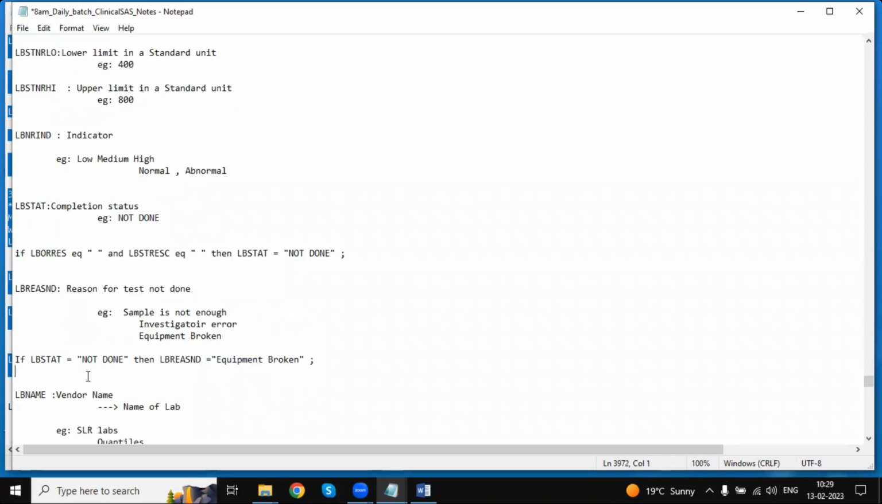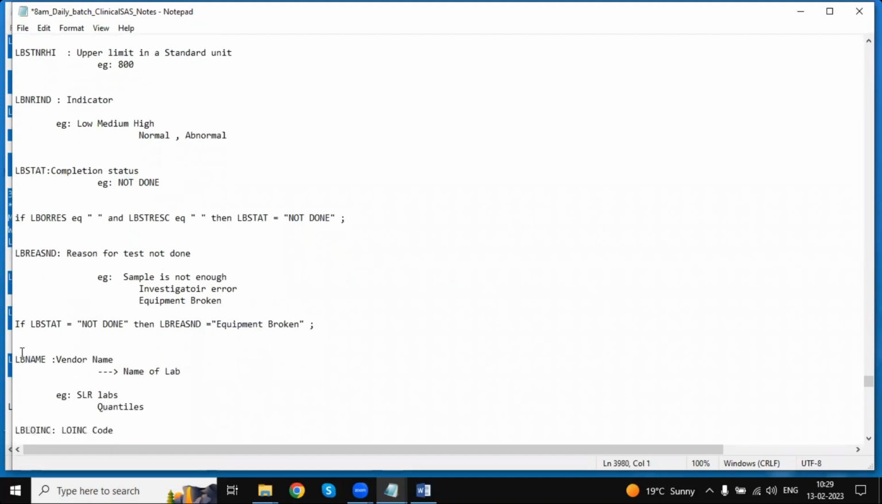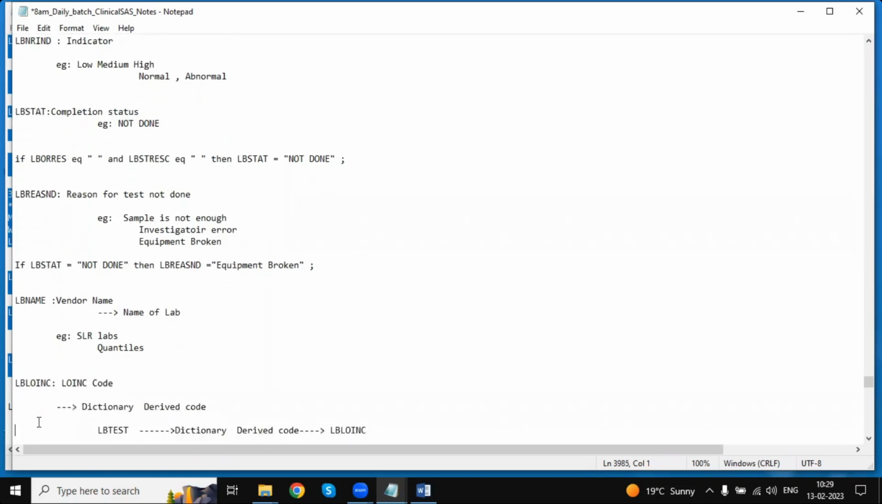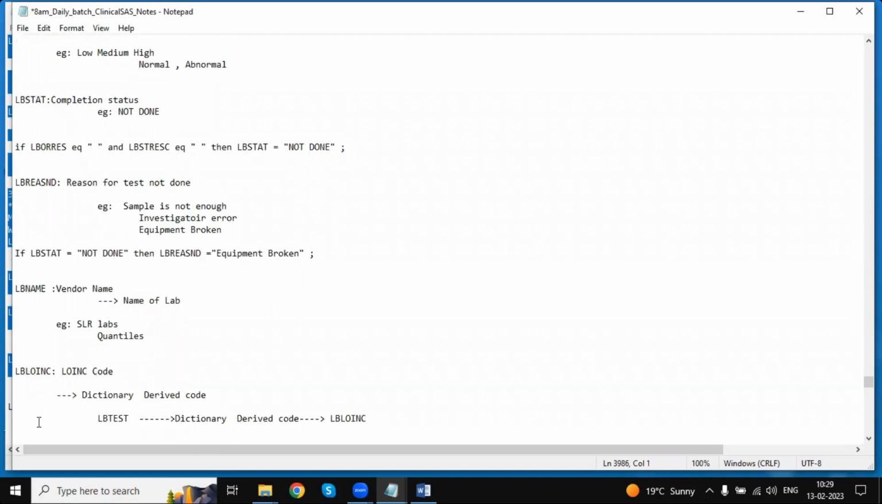Okay. Apart from this, see one more variable, LB name, vendor name of the laboratory. In which lab did you do this lab test? SLR Labs or Quantiles, the laboratory names. Okay. One more variable, LB LOINC code. It's a dictionary derived code again. So previously we witnessed different dictionaries. Now here is the new dictionary. So particular test name as per LOINC dictionary. What is the meaning? We'll capture it in the LB LOINC variable.